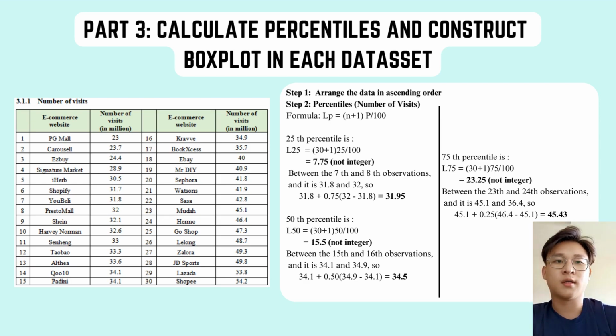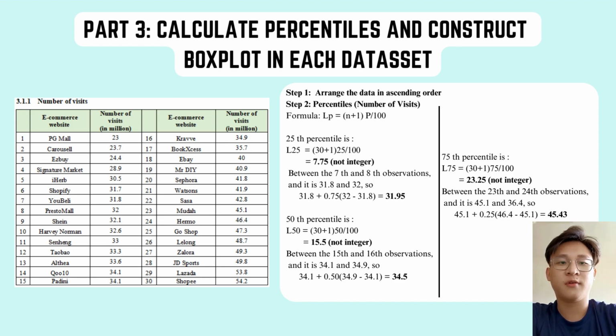Now we will calculate the 25th percentile. It is (30 plus 1) times 25 divided by 100, and we get 7.75. 7.75 is not an integer because it is between two data points, 7 and 8. So we use 31.8 plus 0.75 times (32 minus 31.8). Finally we get 31.95. So the 25th percentile is 31.95.